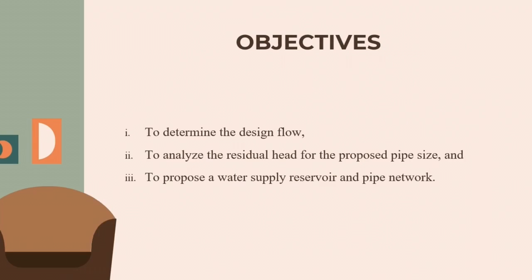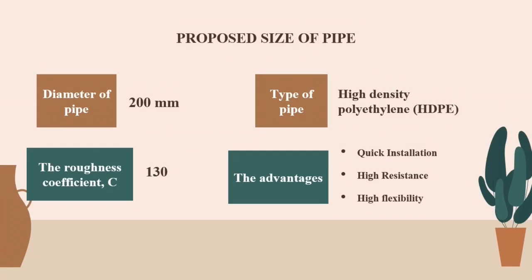The objectives for this project are: first, to determine the design flow; second, to analyze the residual head for the proposed pipe size; and lastly, to propose a water supply reservoir and also a pipe network. Before we proceed, here are the specifications of the pipe that we use. For pipe size, we decided to use 200 mm for the pipe diameter. Next, the material that we choose for this pipe is high density polyethylene, also known as HDPE. We choose this material because it is easy to get, has quick installation, high resistance, and high flexibility. Lastly, the roughness coefficient for this pipe is 130.